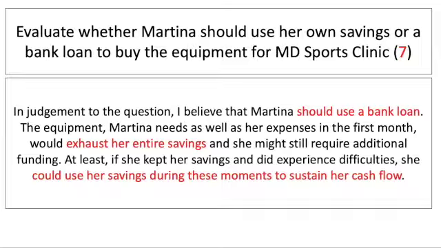So she might still require additional funding. At least if she kept her savings and did experience difficulties, she could use her savings during these moments to sustain her cash flow. So that's my justification. My main weighted justification is that she hasn't got enough in her savings.